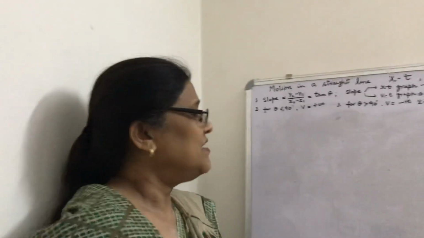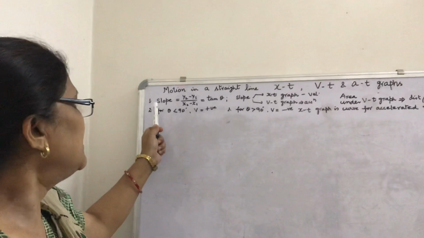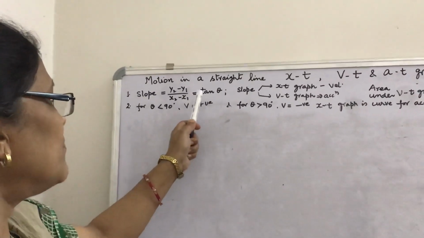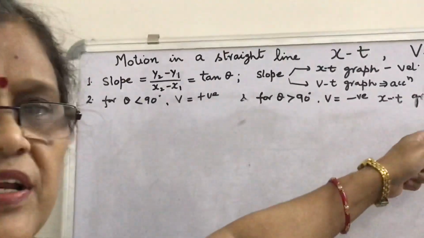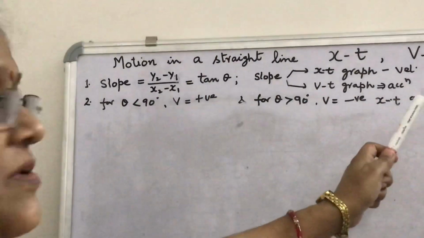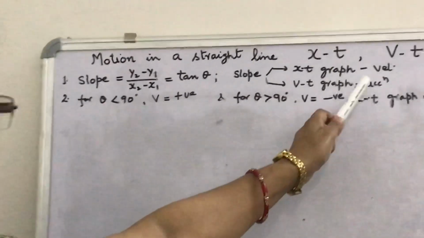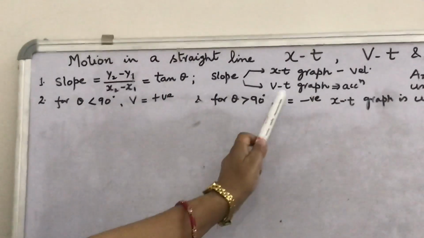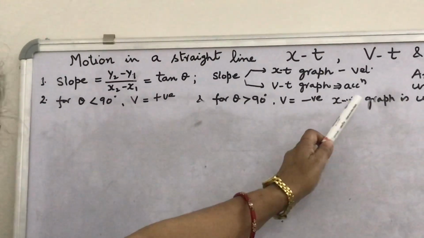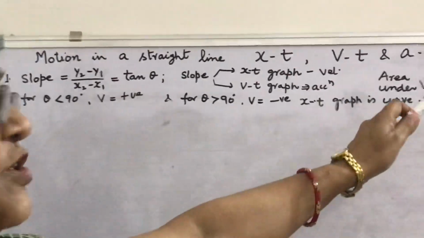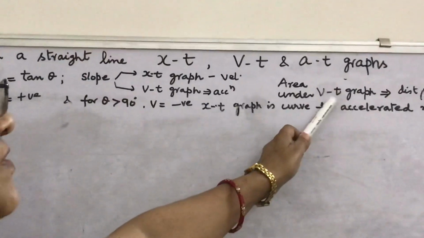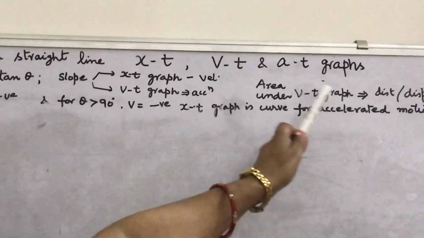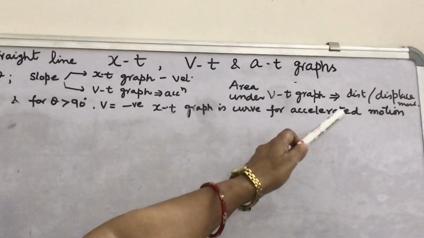We have seen the slope of the xt graph, the slope of the vt graph, and the area under the vt graph. What are those terms? Slope of the xt graph is velocity, the vt graph slope is acceleration, and area under the vt graph is displacement or distance. For a velocity time graph, it is displacement, and for a speed time graph, it is distance.